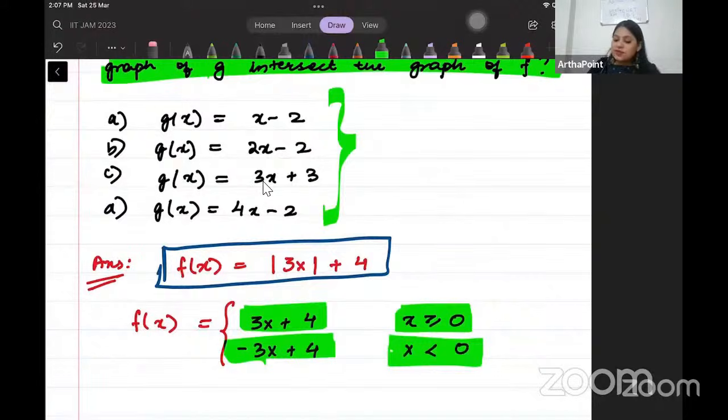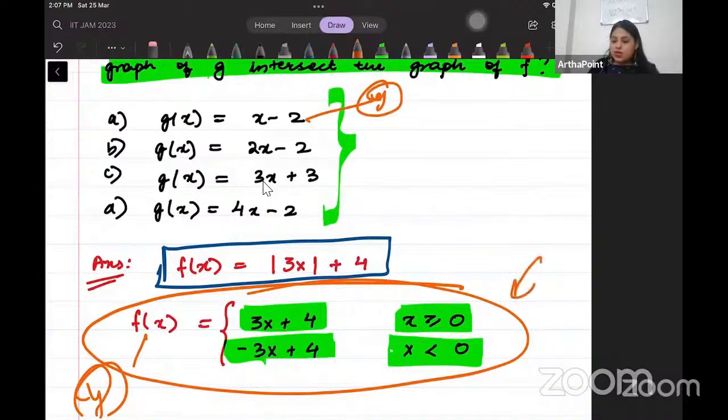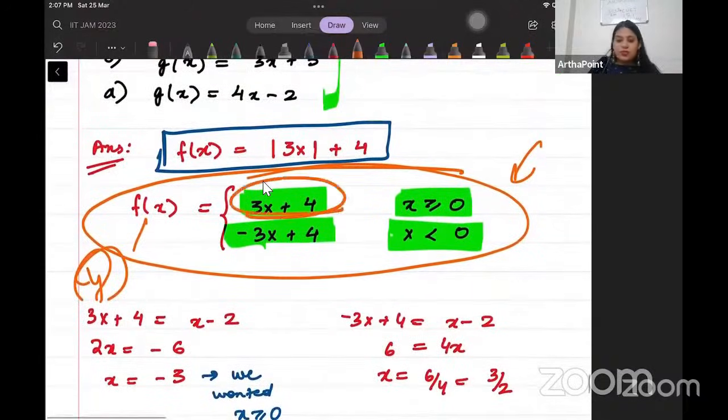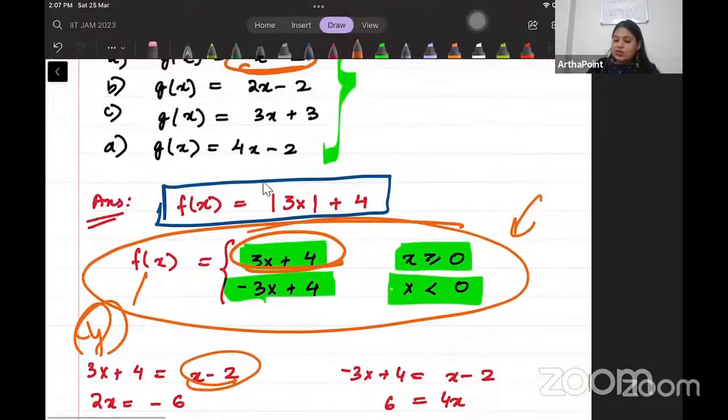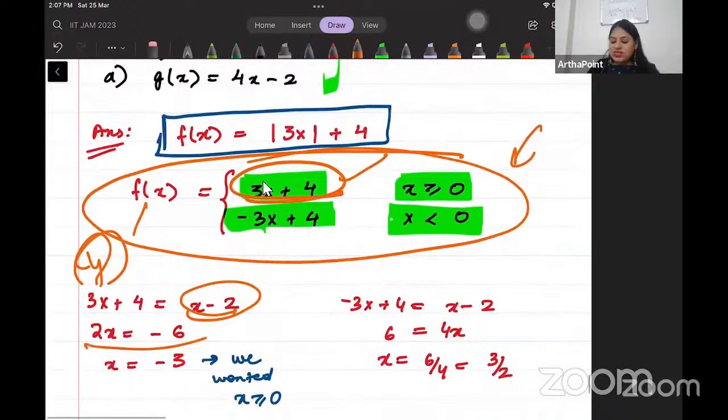To find intersection means you have to go ahead and equate. One value of y is this, the other value of y is this. You just have to find which x they intersect at. So supposedly I start with the first one, with x minus 2. I say let 3x plus 4 equal x minus 2. When I equate 3x plus 4 to x minus 2, I will go ahead and get 2x as minus 6 and x as minus 3.